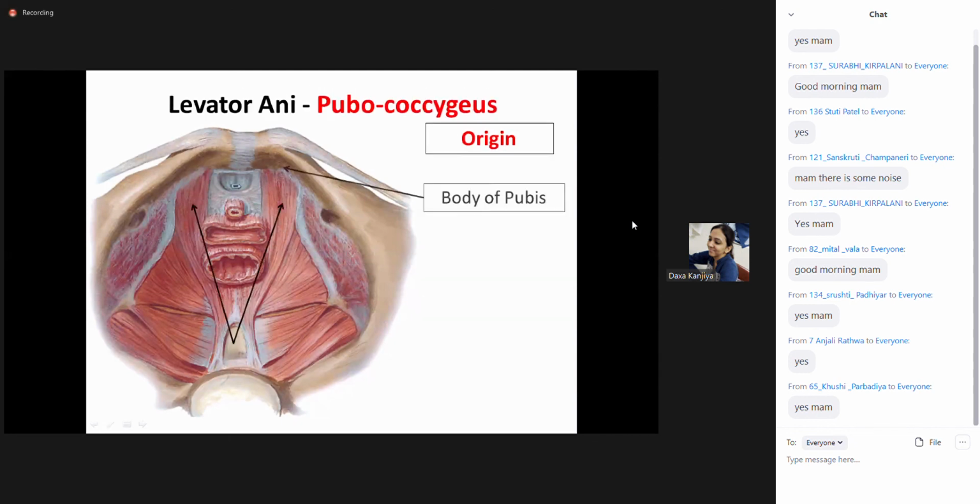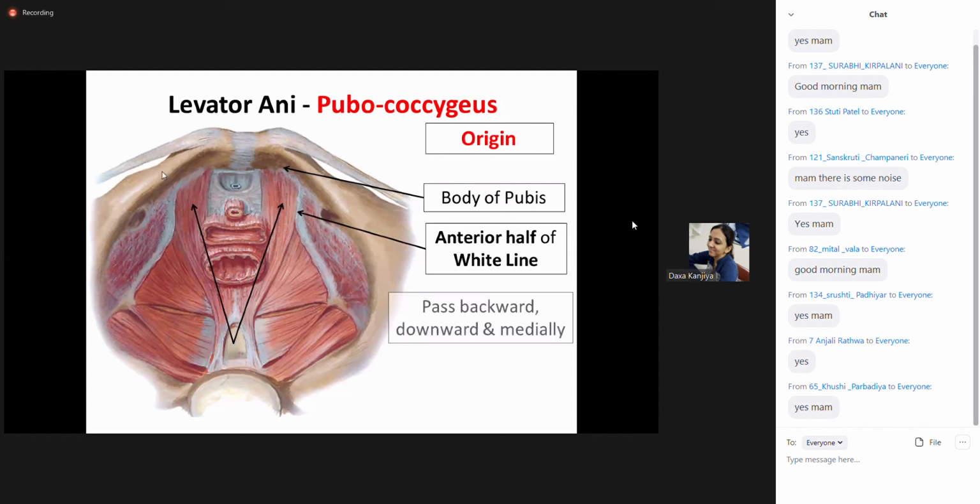How it supports, you can see in the pubococcygeus in detail. It arises successively from before backward from the body of the pubis, then the white line of the tendinous arch, from the anterior half of the white line. What is the white line? That you will learn in detail in the pelvic cavity.